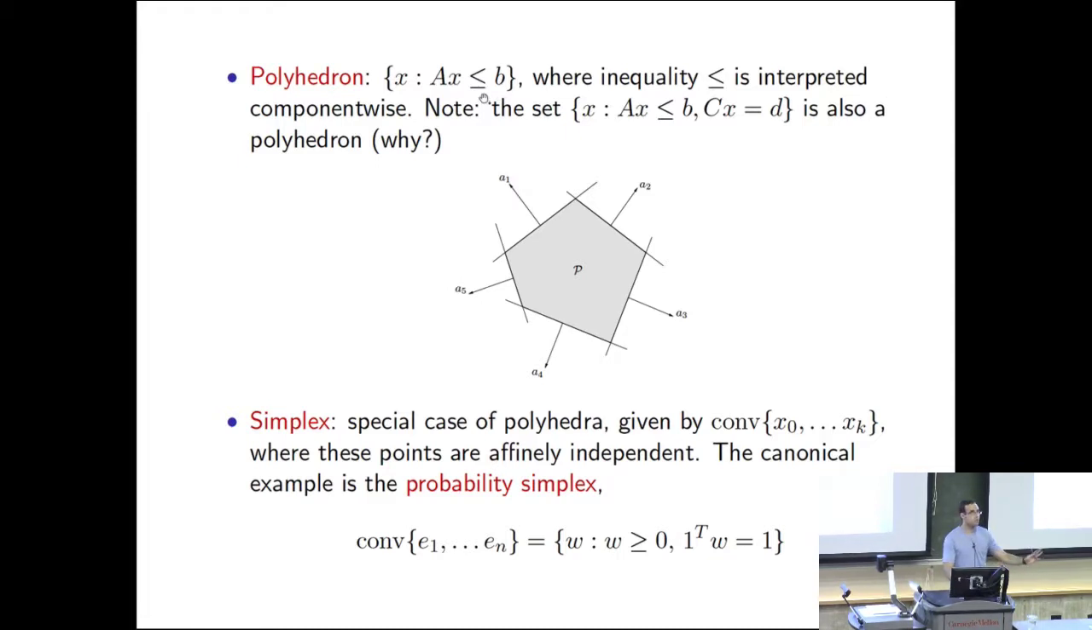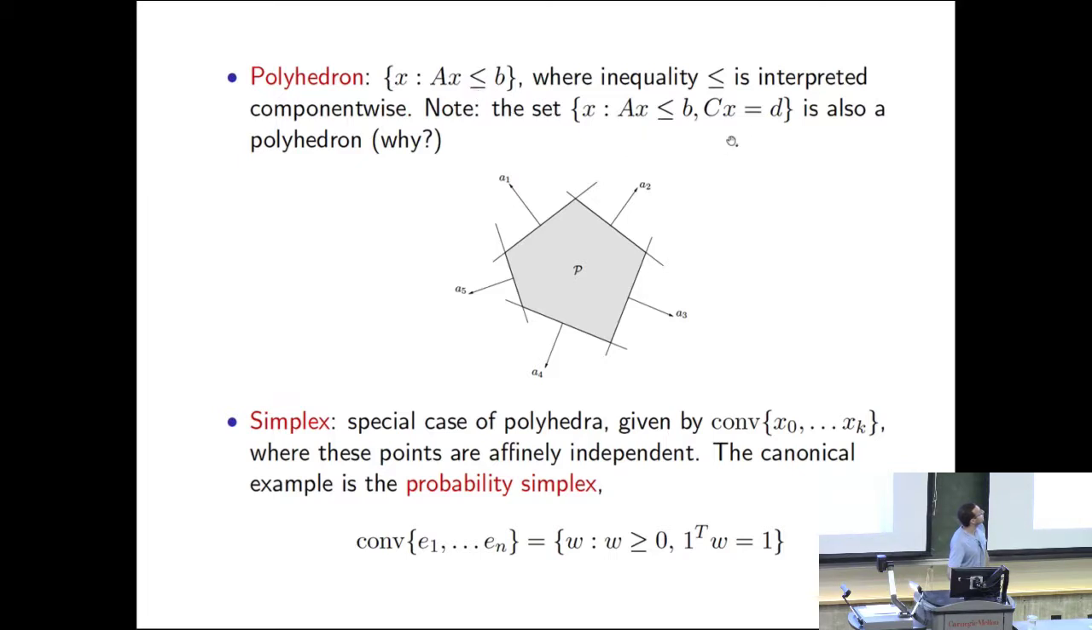And I'll use that same convention throughout the whole course. So if I'm ever comparing, let's say, a vector to 0 with an inequality, I mean component-wise. Or if I'm comparing two vectors with an inequality, I mean component-wise. So that's a generic form of a polyhedron.